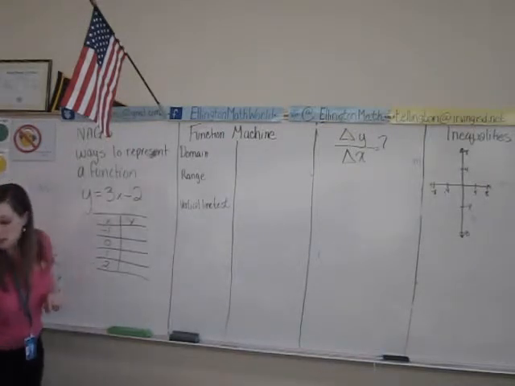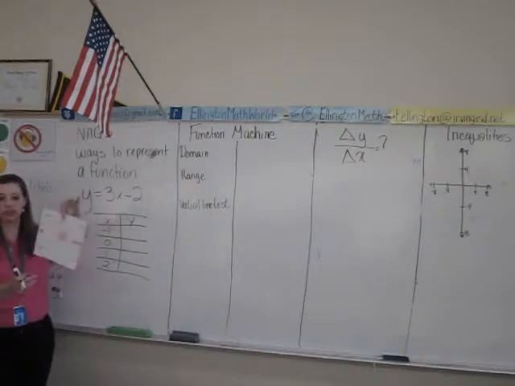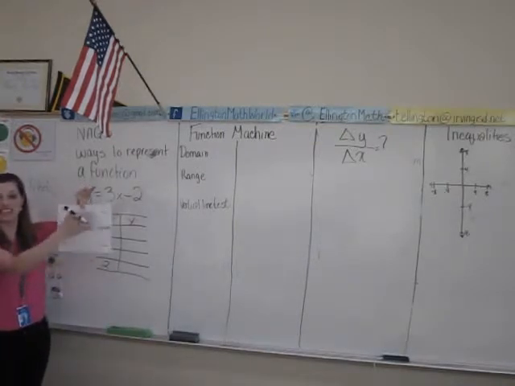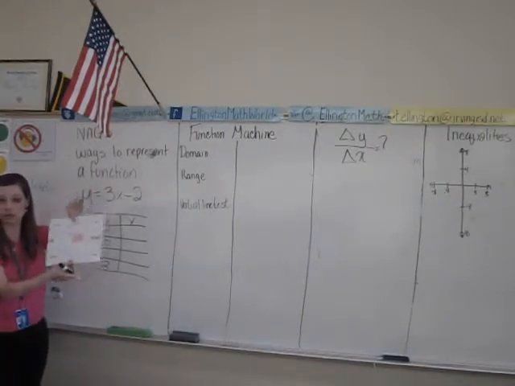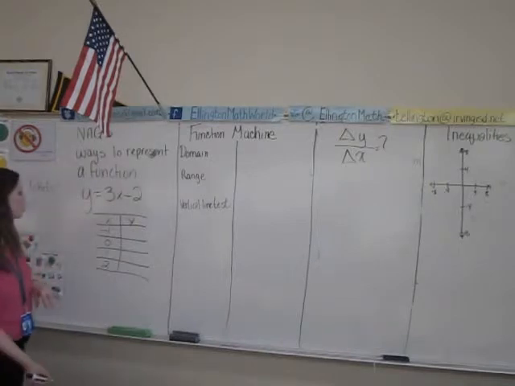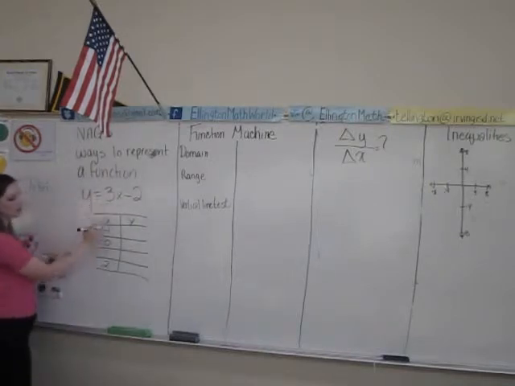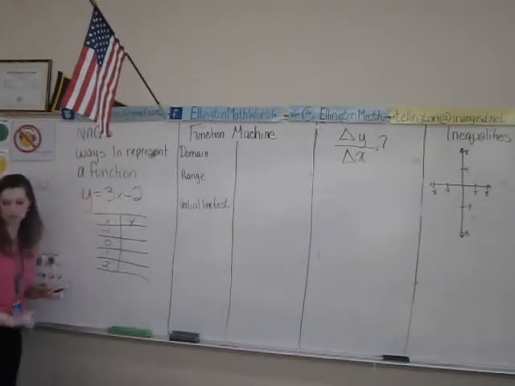Okay? So that little tab doesn't give you enough room to do that. So on the back of your foldable, there's some room. It says extra notes. Okay? So you can use there to show some work. So my first step is to plug in -1 for x.